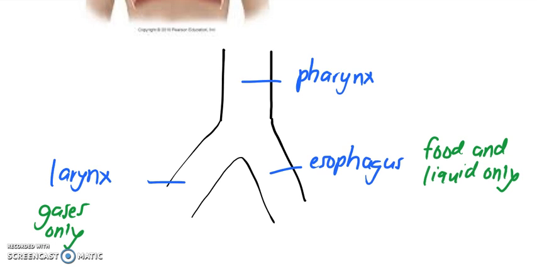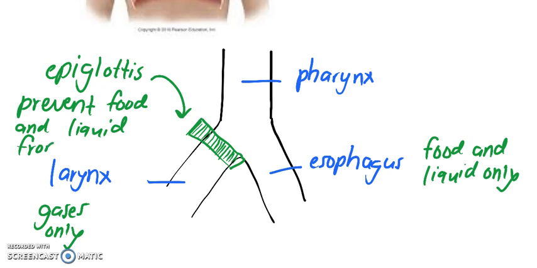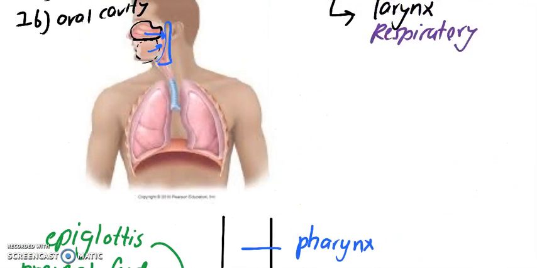All right, so we have this tissue here that prevents food and water from entering the wrong tract. We call this the epiglottis. And again, this is going to prevent food and liquids from entering the larynx. Okay, let's continue.